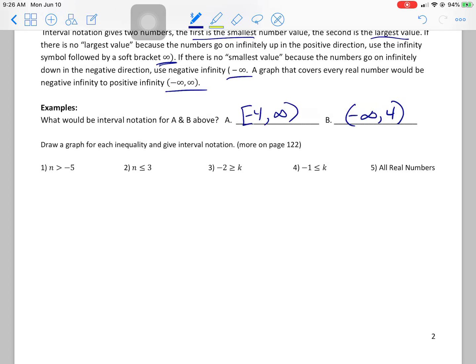So we have n is greater than -5. I make real quick -5 and 0. I just put a couple points on there. n is greater than -5. So that would be what? A soft bracket going that way. And it says to give interval notation. So this would be a -5 with a soft bracket, and it goes infinitely to the positive side.